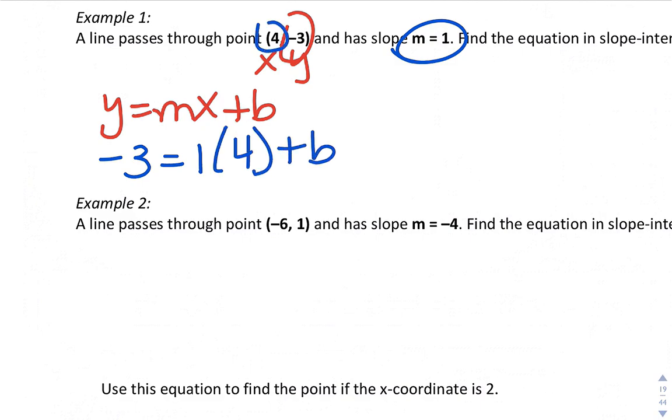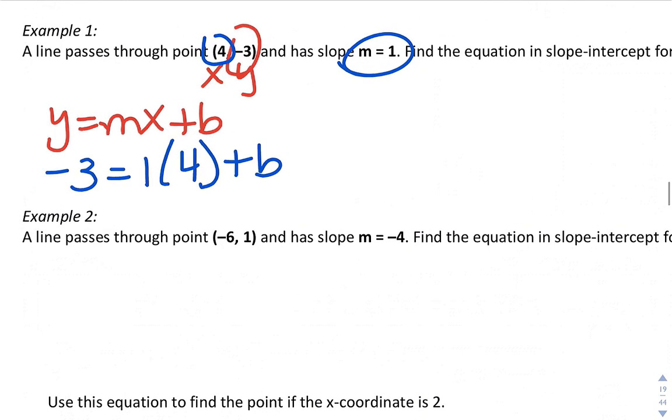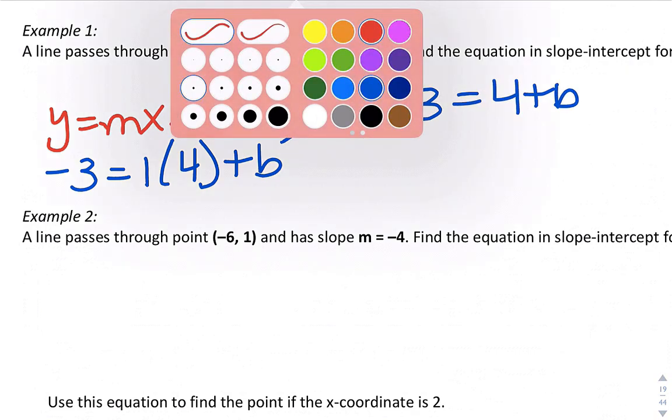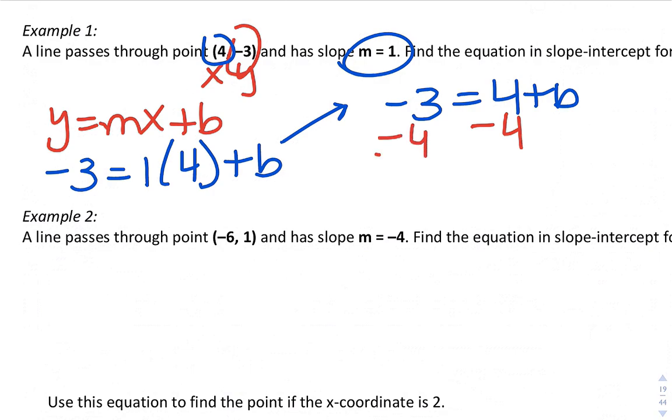All right, so we plugged in the slope. We plugged in the point. y was -3, x is 4. Now we're going to solve for b. So you have -3 equals 4 plus b. To get b by itself, you would subtract 4 from each side. So we get b equals -7.